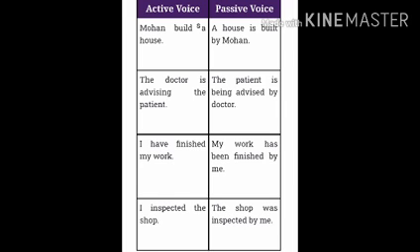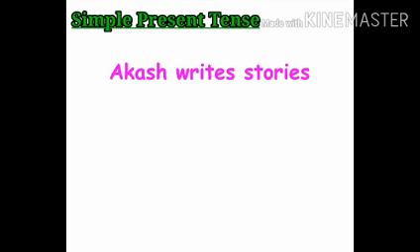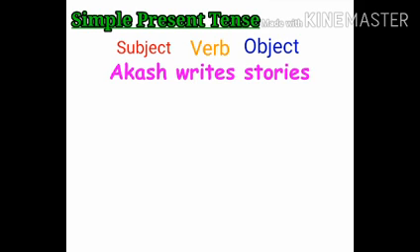The idea of active and passive voice can be cleared with an example. Let me tell you a sentence. Akash writes stories. Here, as you know, Akash is the subject or doer of the action. Writes is the verb. Stories is the object.